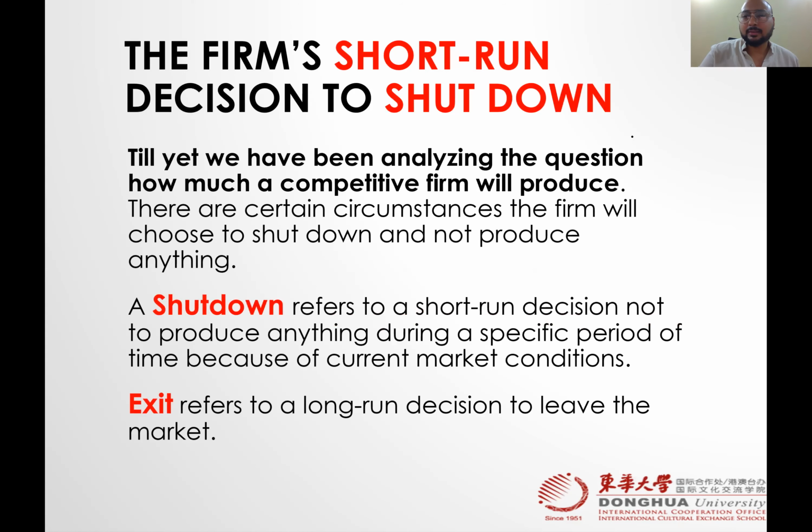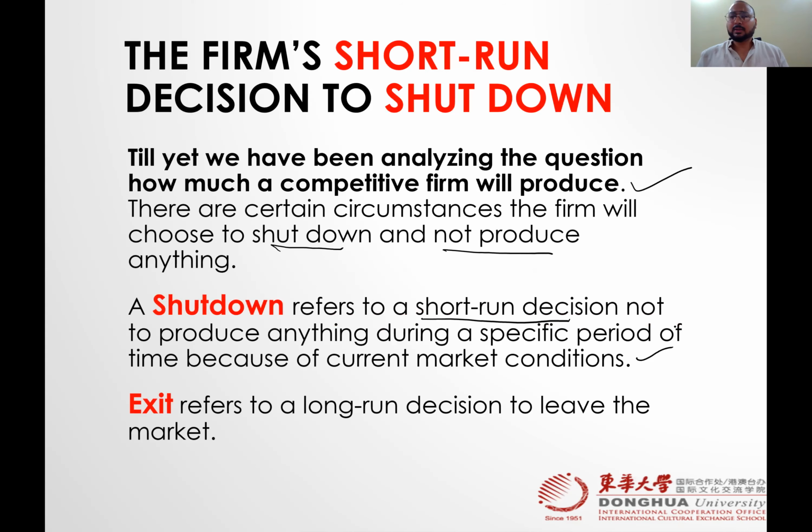Till now, we have been analyzing the question of how much a competitive firm will produce. But there are certain circumstances in which the firm will choose to shut down and not produce anything. So a shutdown refers to a short-run decision not to produce anything during a specific period of time because of current market conditions. So due to some market fluctuation, things are not in the company's favor, and the company says that we cannot compete with the market price because our cost is higher and the market price is lower. So it's better to shut down.